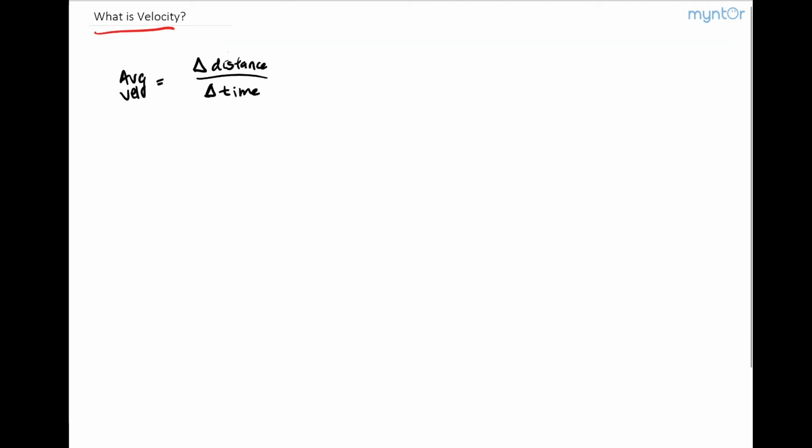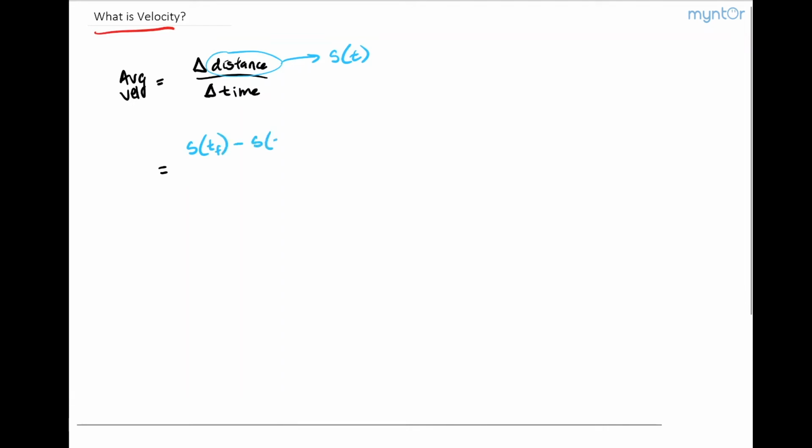Oftentimes we describe the distance, not the change in distance, but just the distance. We usually describe this as position, s, as a function of time. And so one way to think about this might be that the average velocity is equal to the position at time t final minus the position at time t initial, divided by the change in time. So time final minus time initial. And that's how you might find the average velocity.